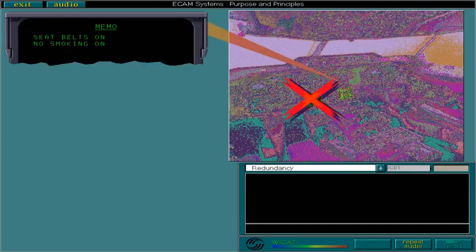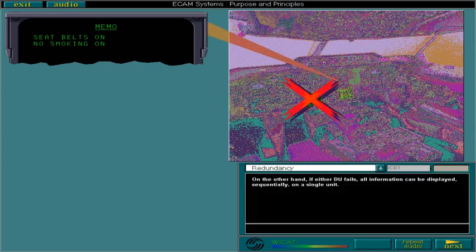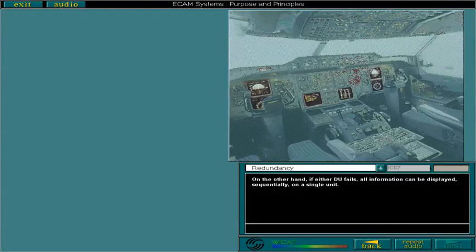On the other hand, if either display unit fails, all information can be displayed sequentially on a single unit. The ECAM CRTs are also physically interchangeable with the CRTs for the Electronic Flight Instrument System, EFIS. And finally, each display unit is electrically supplied from a separate AC bus.